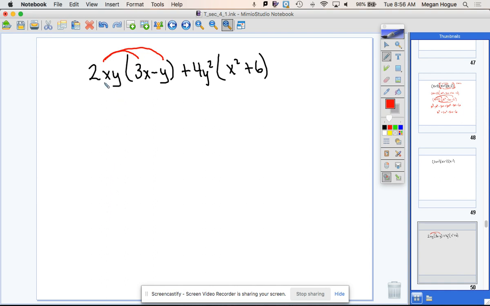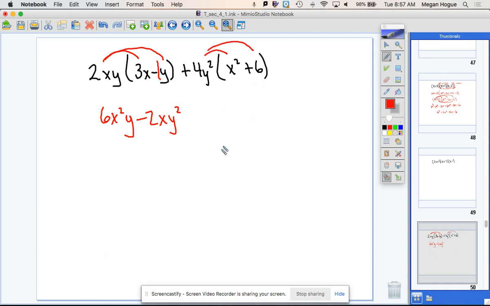Kaylee, when I distribute the 2xy, what do you think I get in these two terms? 6x squared y, good, and then minus 2x y squared. Good. All right, so that's when I distribute the first pair. Now we're going to distribute here.